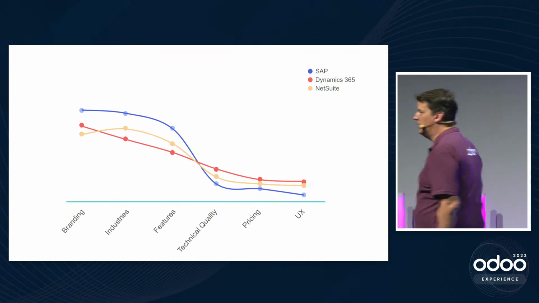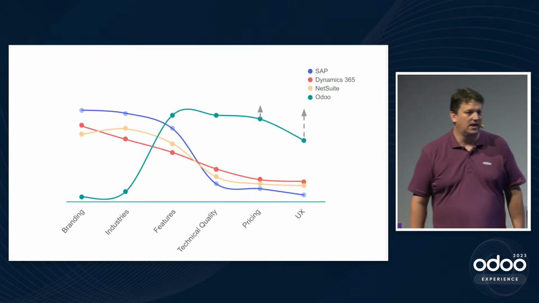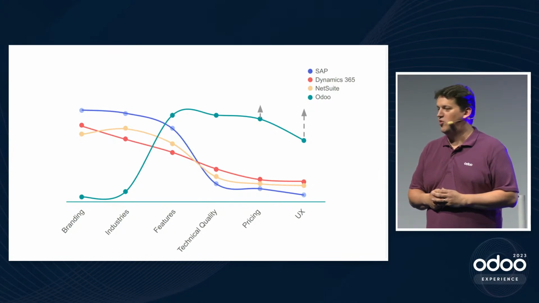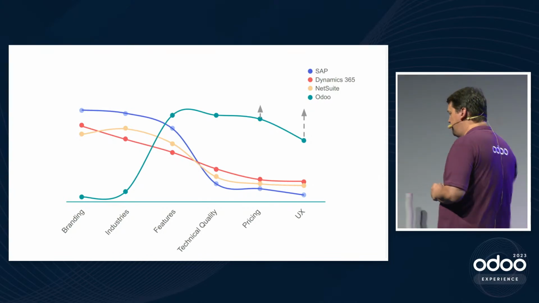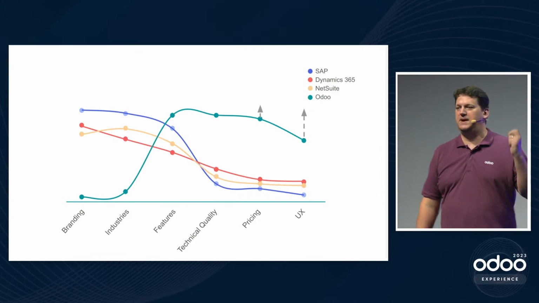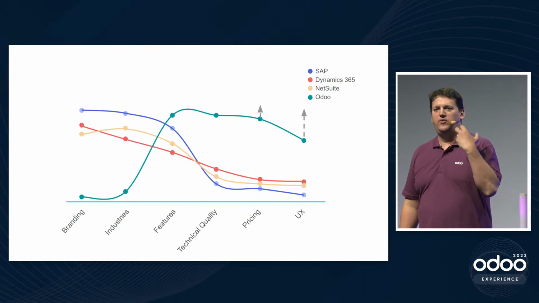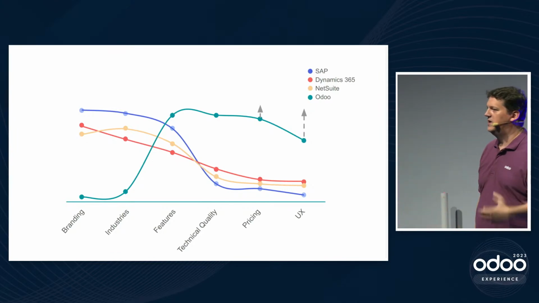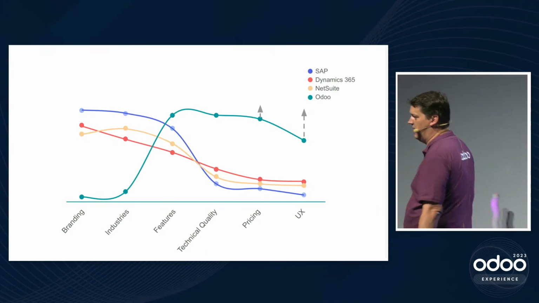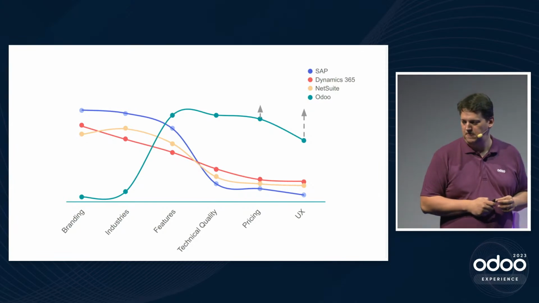Let's have a look at Odoo now. If we have to do Odoo, it looks like this. We don't have the marketing budget of our competitors, so branding is very low. We are not focusing on industries. We want to be the best accounting software, the best HR suite, the best CRM, the best website builder, but we are not focusing on industries. We are not trying to be the best in aeronautics or healthcare or whatever. Our partners are doing it, but us as a software vendor, it's not a part of our strategy.